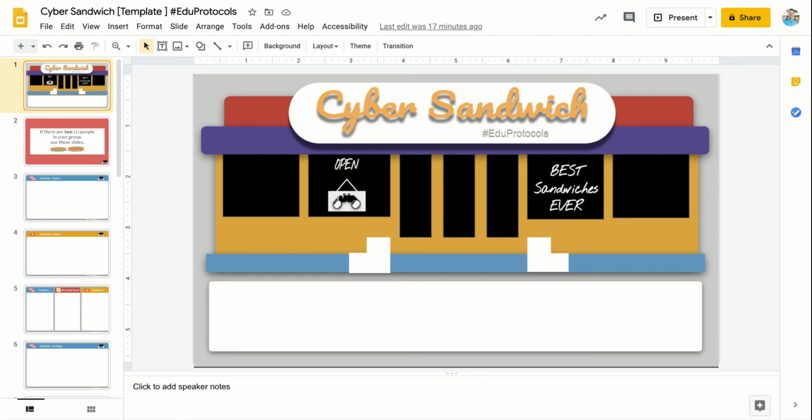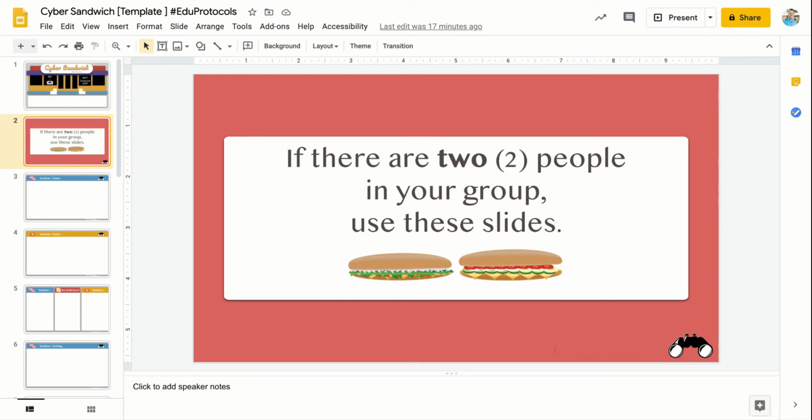Let's take a look at the Cyber Sandwich Edu protocol. So here's a template that you can use, and you can use this over and over again with your students. You would first want to find something that your students can read or watch to gather information.